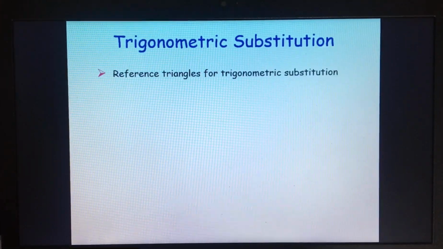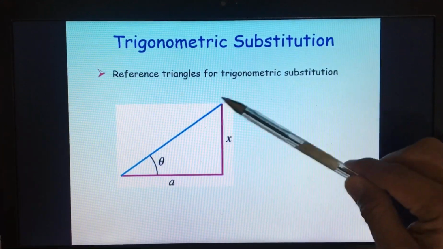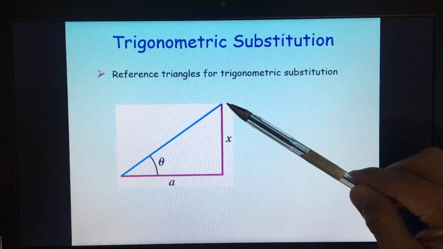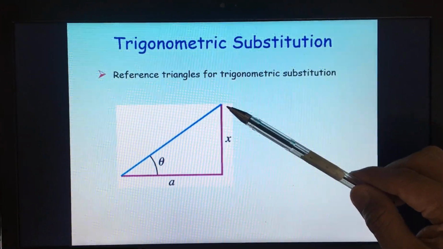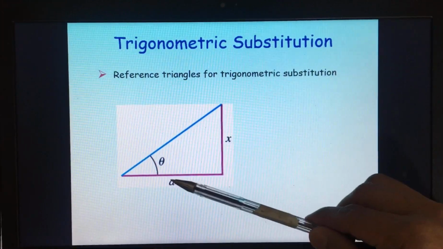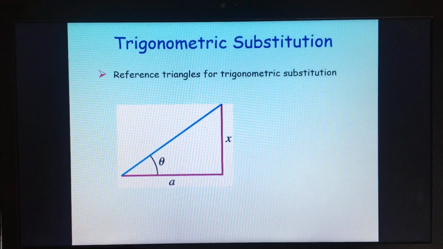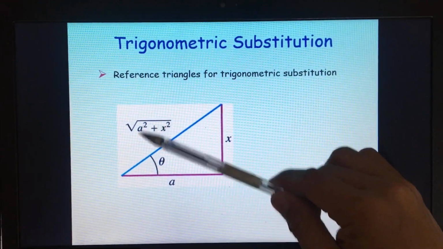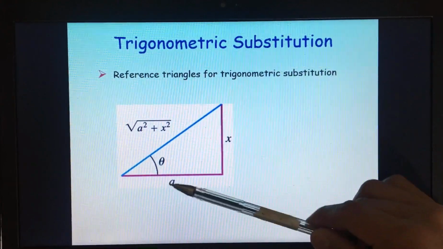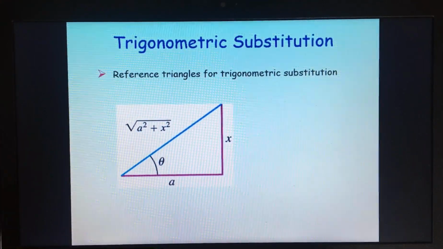Next, we have this reference triangle. Notice here that the hypotenuse is now colored blue. So this is the side that we're going to solve. From the Pythagorean theorem, the square of this side is just the sum of the squares of these two legs. Or we can say that this side is just the square root of the sum of the squares of these two legs.